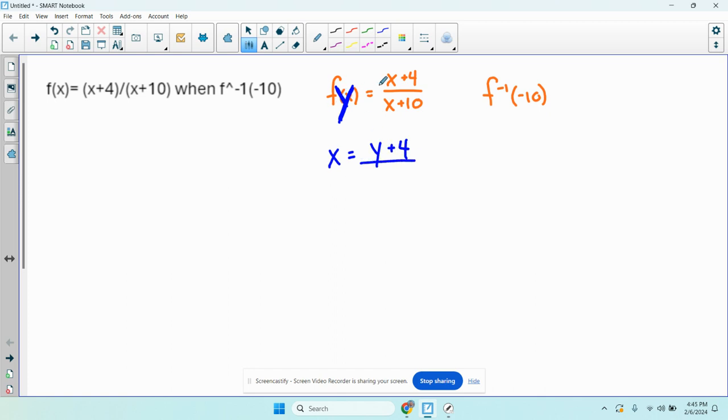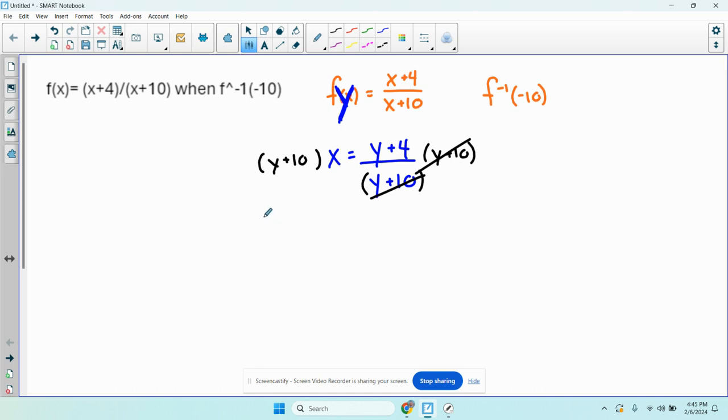So this becomes, instead of y equals (x plus 4) over (x plus 10), x equals (y plus 4) over (y plus 10). Now I want to solve this for y. I'm going to start by multiplying both sides by that denominator so that it goes away. So this crosses out with that. And then I'm going to distribute my x to both terms. It might not seem like I'm going in the right direction, but it will work out, I promise you.